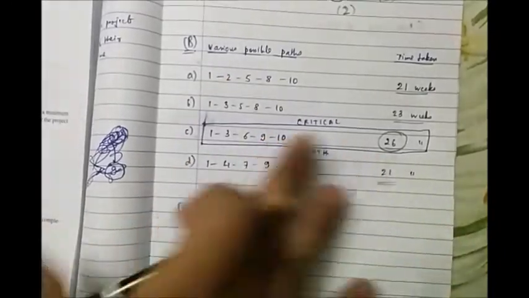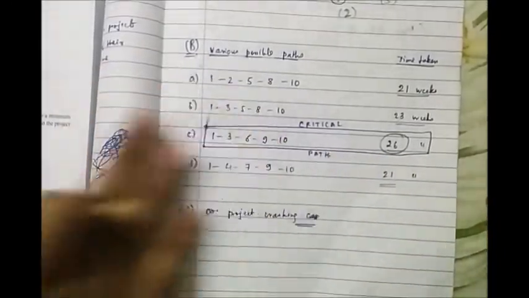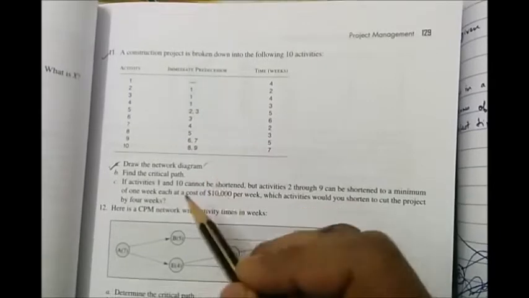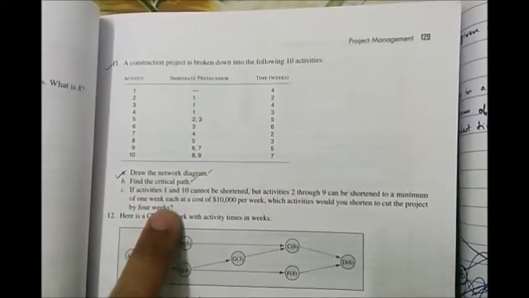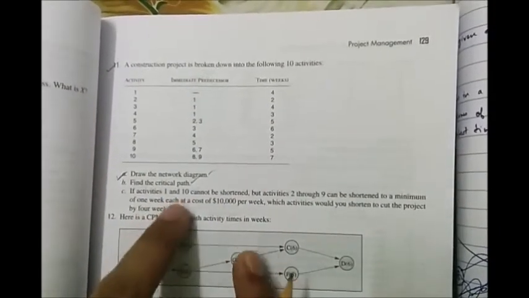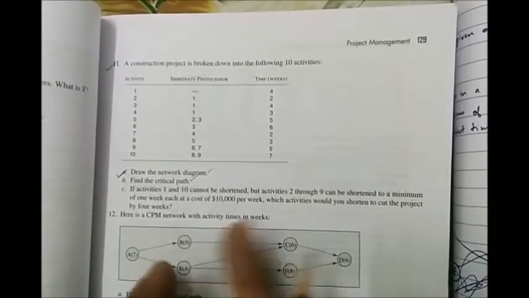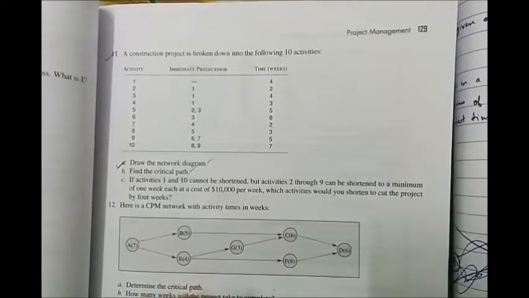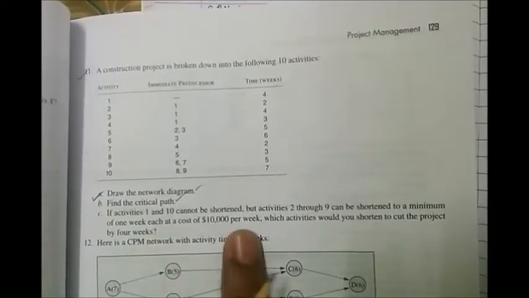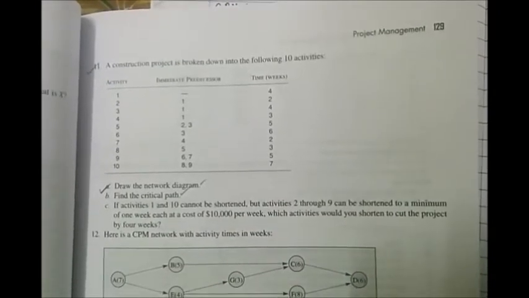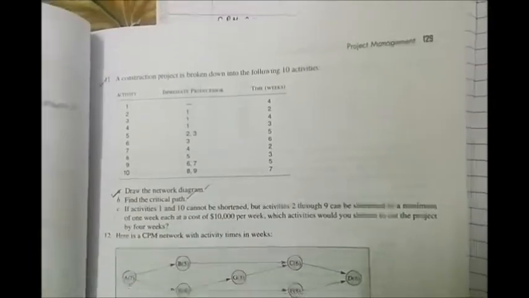Now this is our critical path. The path which takes the highest time to complete is our critical path. This ends the first two questions. First is drawing the network diagram and finding the critical path. Now question C deals with cost cutting by decreasing the time, that is project crashing, which will be dealt with in much more detail in our next question. So we'll skip this for now.